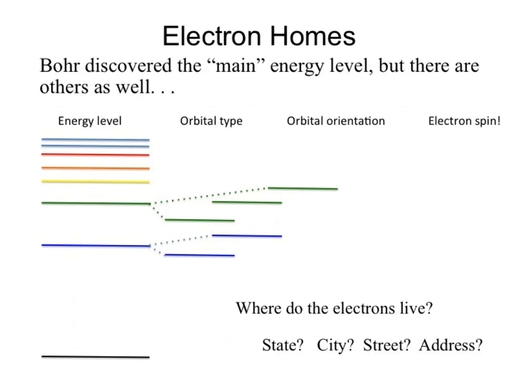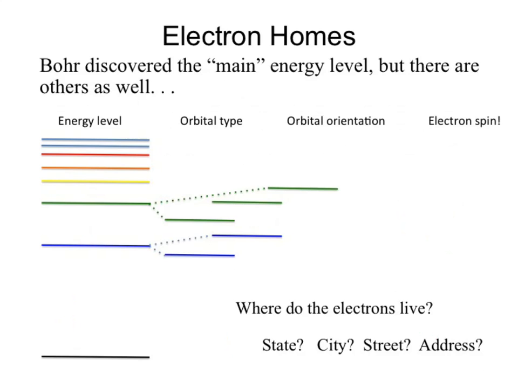Okay. We're always going to keep the orbital that we had previously and add one. So at our second energy level, what orbital types do we have? S and P. Okay. What happens when we move up to energy level 3? We'll have S, P, and D.